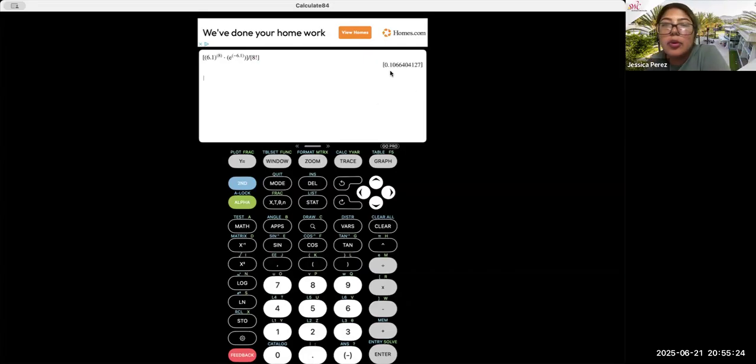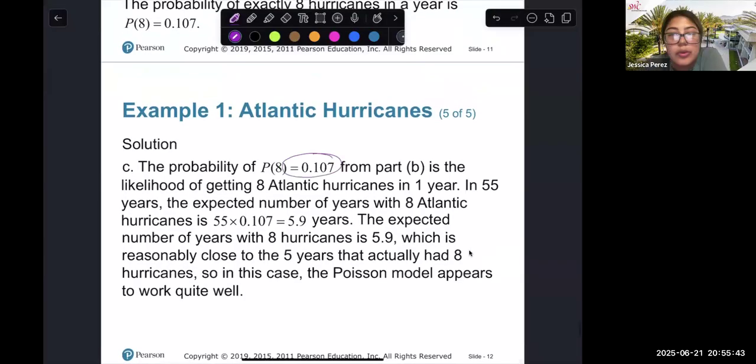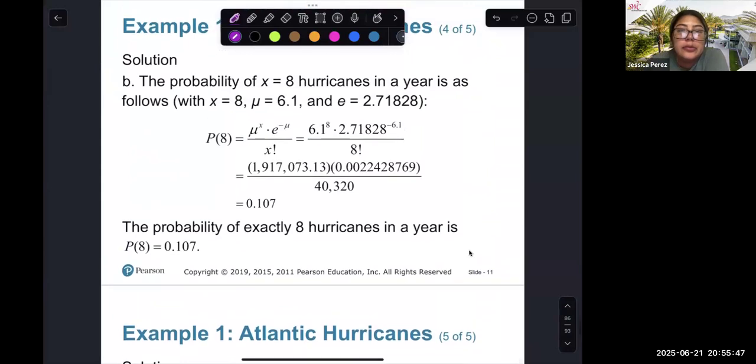And that's going to give me 0.10664. So for part B, when I plug it in, I'm going to get 0.107. There it is. I plugged it in, and that's the answer I got from my calculator.